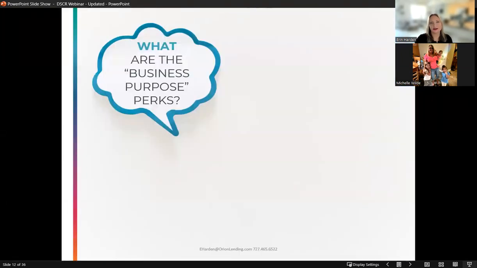So all of the DSCR loans are called business purpose loans. And the reason they're called business purpose loans is because the borrowers are using the properties to generate income. So there are some perks that come along with business purpose loans like DSCR. These are not subject to TRID, like no TRID waiting periods or QM. There's no LEs that go out on these whatsoever.